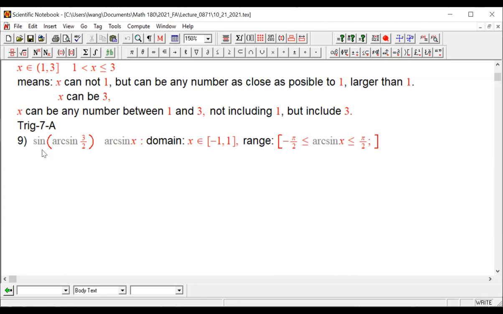To answer this question, you will say 3/2 is outside the domain of arcsine. So you can safely say, then you say arcsine. You can even remove that, okay? It's undefined.